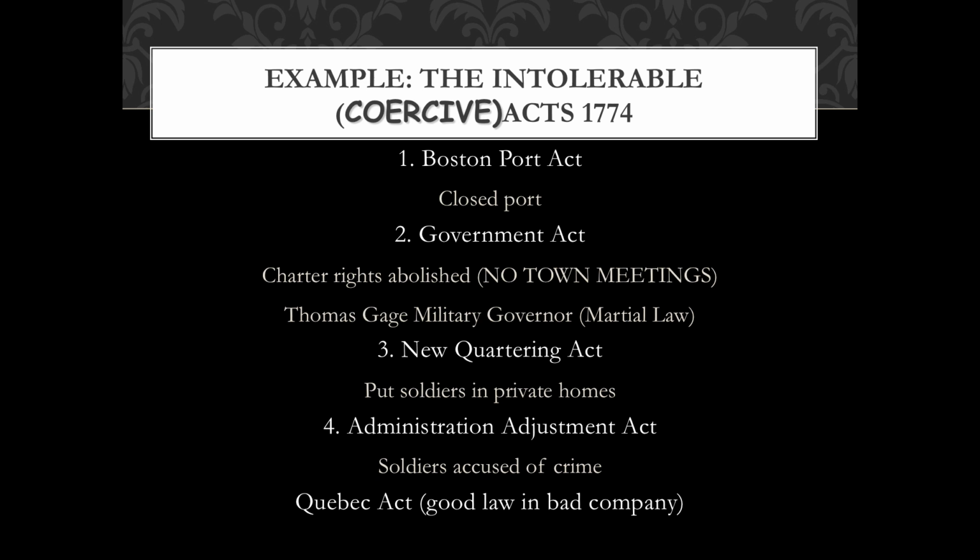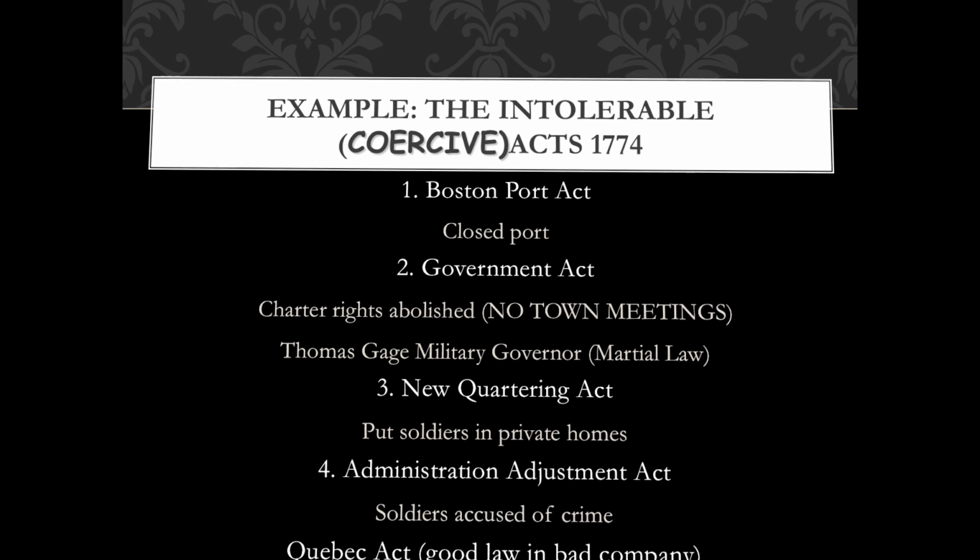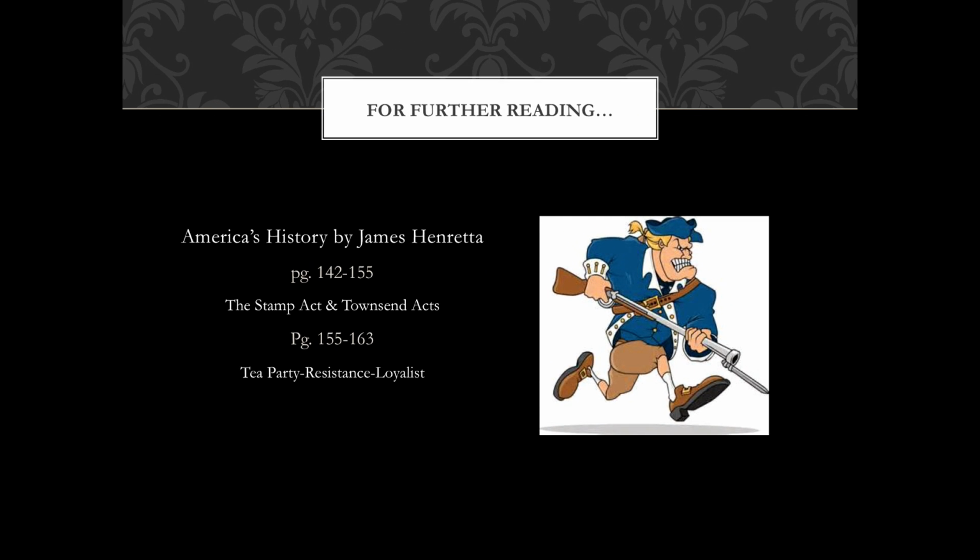Again, I know I might have gone a little quickly because I was trying not to make this thing all that long. For further reading, we can go to our book. We'll talk a lot about this in class. Please use your key concepts, follow along in the video log.